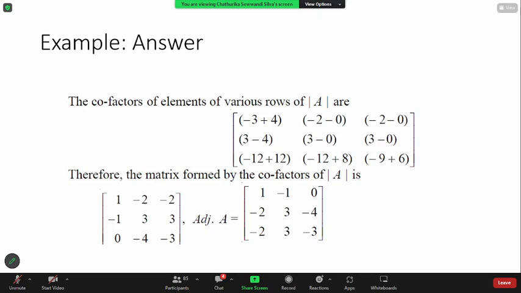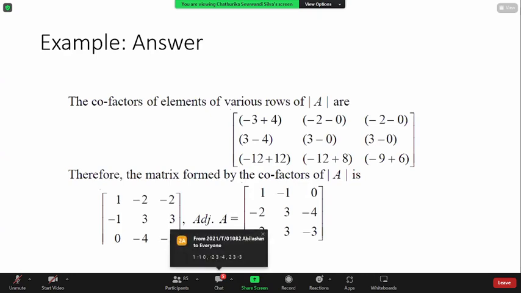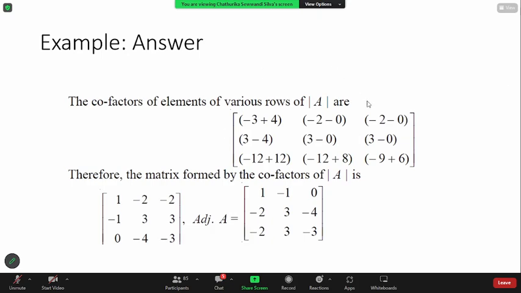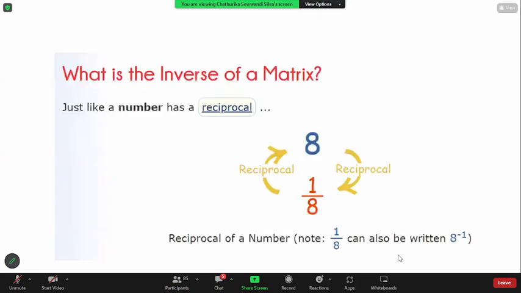Anyway, it is important to do the calculations correctly, because depending on this adjoint, you are going to calculate the inverse. So finding the adjoint clearly is very important. Here, they have come up with the cofactors of all the 9 elements, and then the cofactor elements have been transposed to find the adjoint. So after learning about the adjoint, the next step is calculating the inverse.